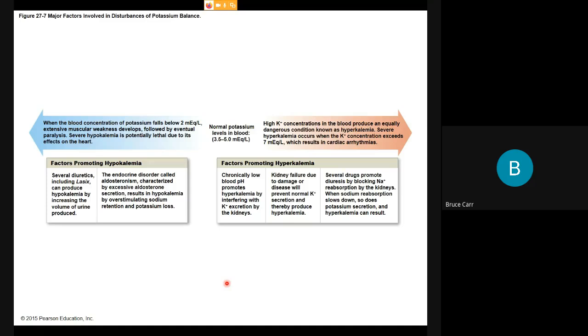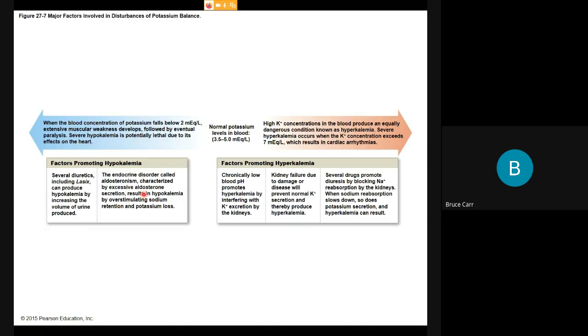So factors that promote low potassium, hypokalemia. Now potassium is K because it's kalium. Diuretics like Lasix cause potassium loss in the urine. Aldosteronism, which is basically a result of increased aldosterone on a regular basis, results in potassium loss by overstimulating the reciprocal effects of sodium retention and potassium loss.